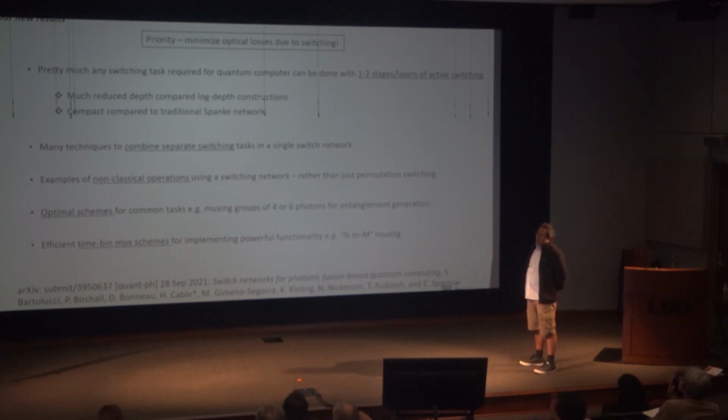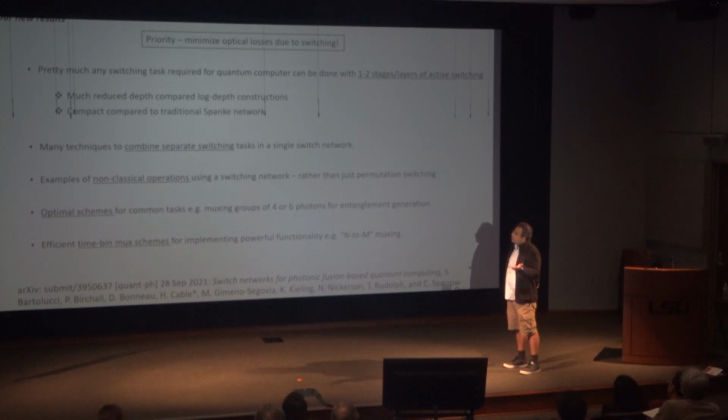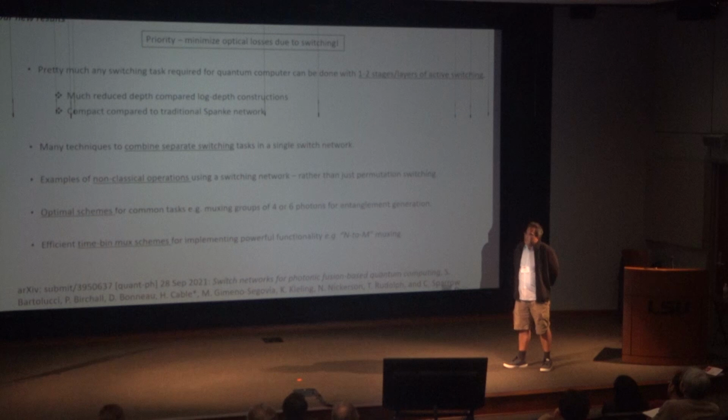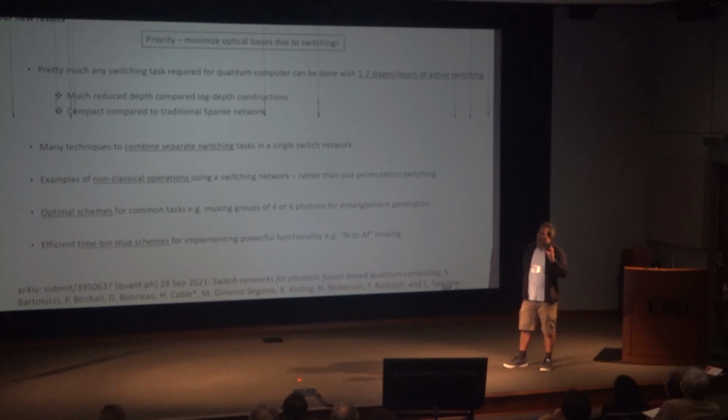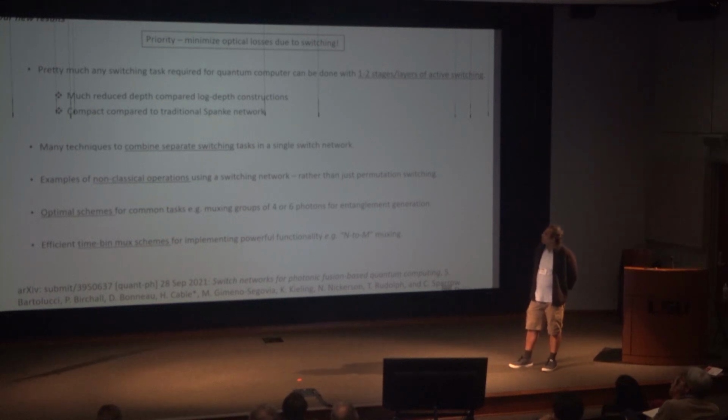So, one observation is that if you look at the typical tasks that you need to do in our stack, it turns out that you can pretty much do them with black box switches that are switch depth 1 to 2. This is important because we need to minimize the loss of photons in their lifetime, and we still expect switching to be our lossiest component.